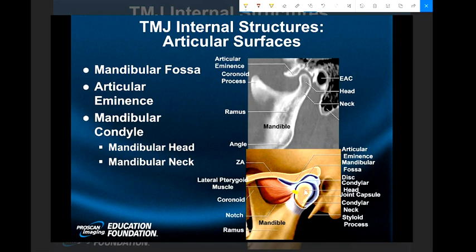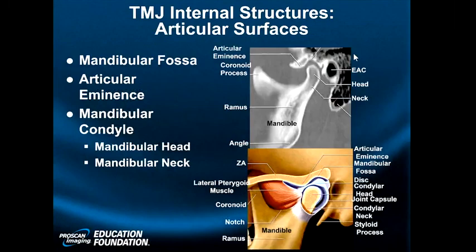So we've got a head, we've got a neck, we've got an attachment in the neck, and we've got an attachment to the meniscus from the lateral pterygoid. The meniscus divides the space up into a superior compartment and an inferior compartment.